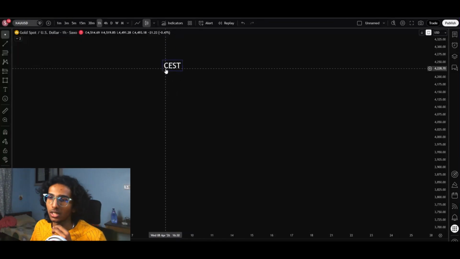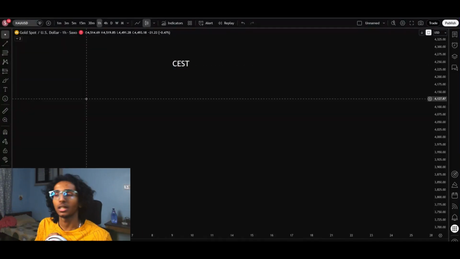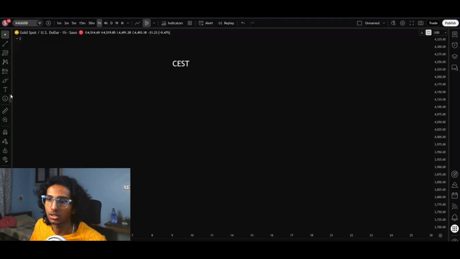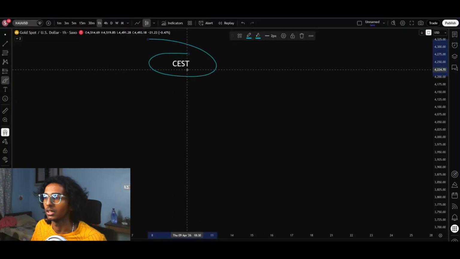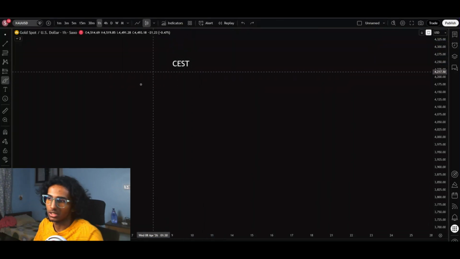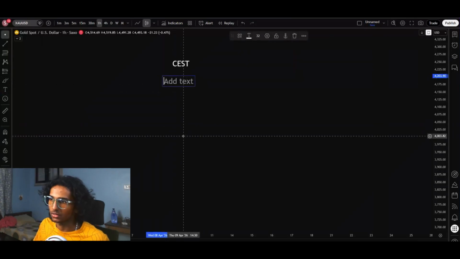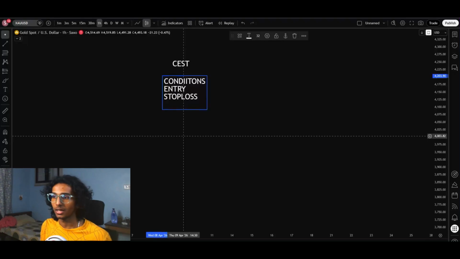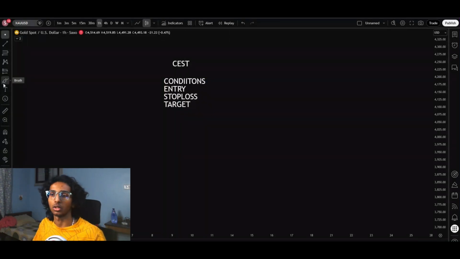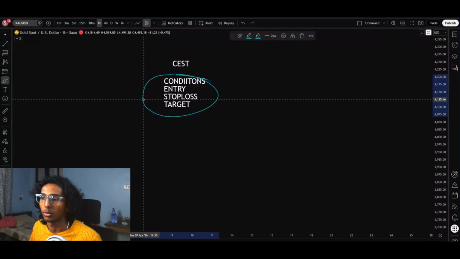What do I mean by CST? CST helps you in building a strategy. It's the starting point of any strategy. C stands for conditions, E stands for entry, S for stop loss, and T for target. Whatever strategy you are executing, or whenever you're writing your trading plan, you need to have these four: conditions, entry, stop loss, and target.